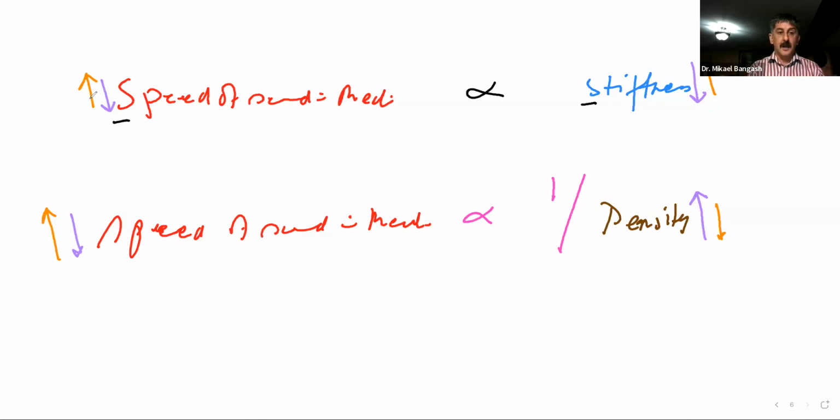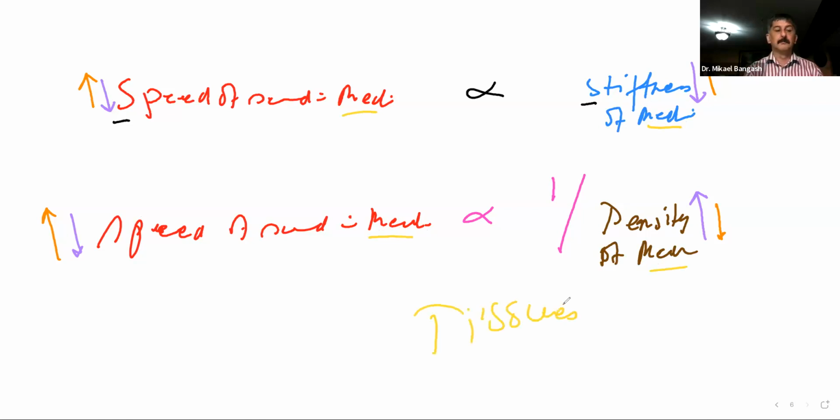So speed of sound is directly proportional to stiffness, and speed of sound in the medium is going to be inversely proportional to the density. Please keep in mind here, when we say stiffness and density, we are talking of the stiffness of the medium, the density of the medium. But in our case here, what we mean by medium is the tissues.